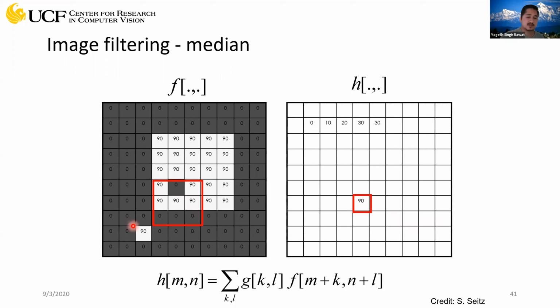Now this is more clear when you put this filter at this location. If you just have one pixel which is 90, but all the neighboring pixels are 0, clearly that will be some kind of noise. And now if you compute the median filter at this particular location, this 90 will be totally ignored, and you will get a 0 here, which seems reasonable.